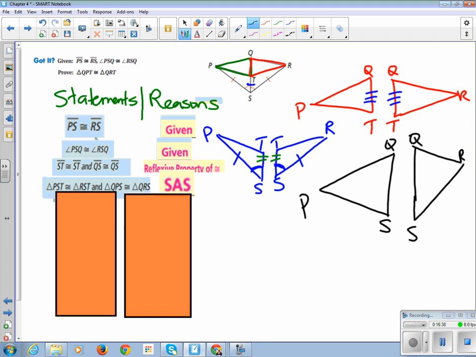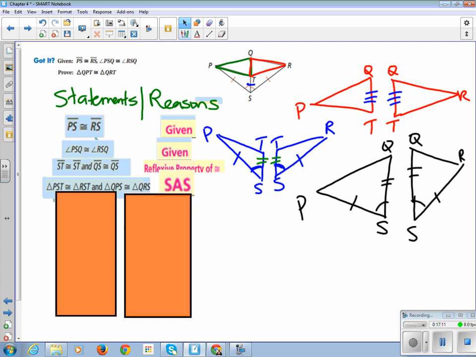And then let's throw down some congruence. We know that PS and SR. We know that this angle and this angle. And we know that QS and QS are congruent. So thankful. Okay, so now we're back on board. So I know that these two triangles here are congruent, and these two triangles here are congruent by side, angle, side.